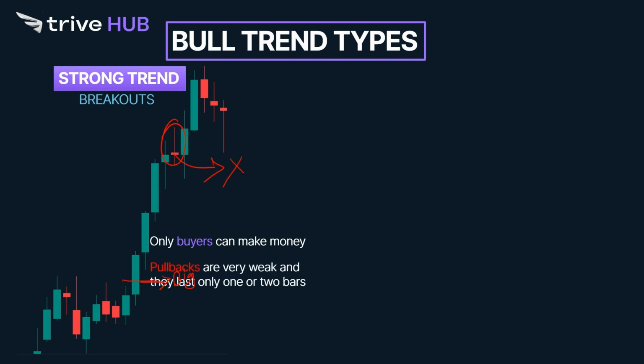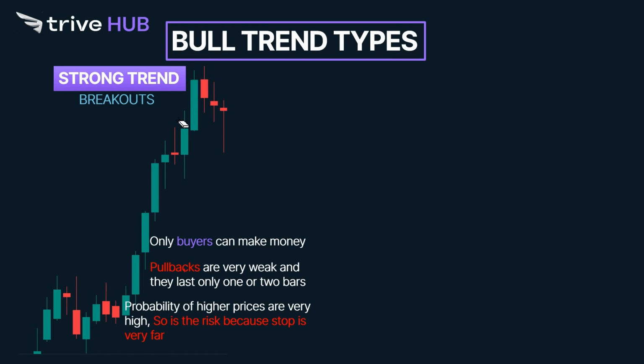Pullbacks are very weak and last only 1 or 2 bars, and the probability of higher prices is very high. So is the risk high because the stop is so far? What is the meaning of this? Higher probability of higher prices means it will continue its uptrend with good momentum in the future also. But risk will also be very high in this situation, because whoever has bought this breakout will book their profits at some level.